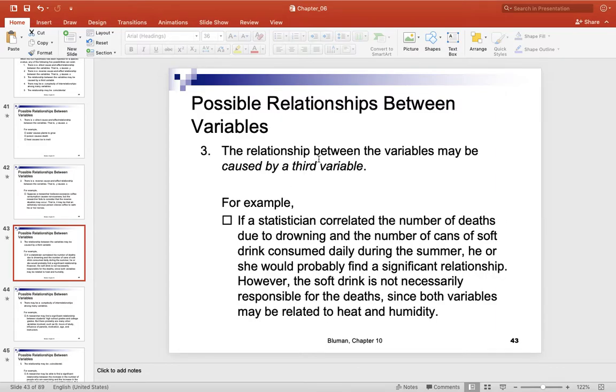The relationship between variables may be caused by a third variable. For example, a statistician correlated the number of deaths due to drowning and the number of cans of soft drink. The first variable is deaths, the second variable is the number of cans, and the third variable is the summer. So this is a relationship caused by a third variable, which is the summer.